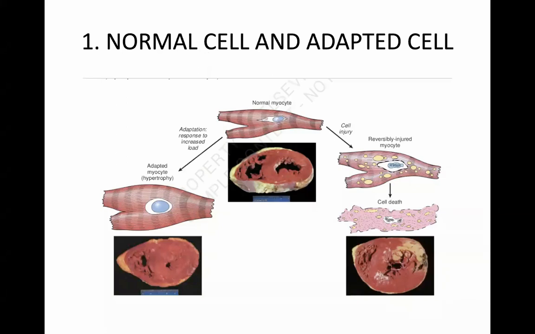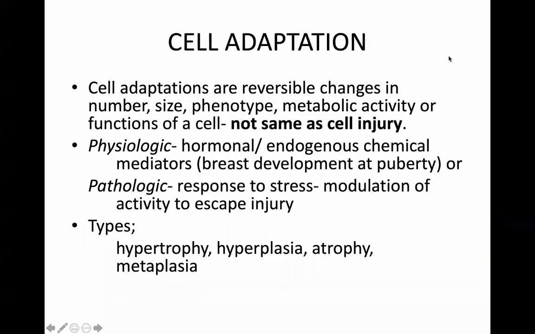Okay, so this is a bit to demonstrate what it looks like when there's the whole range from cells adapting to stress and then on to where there's injury and cell death. Adaptations are reversible changes in the number, the metabolic activity, and the function of cells. All of this is in response to changes in the environment. It can be physiological, it can also be pathological.